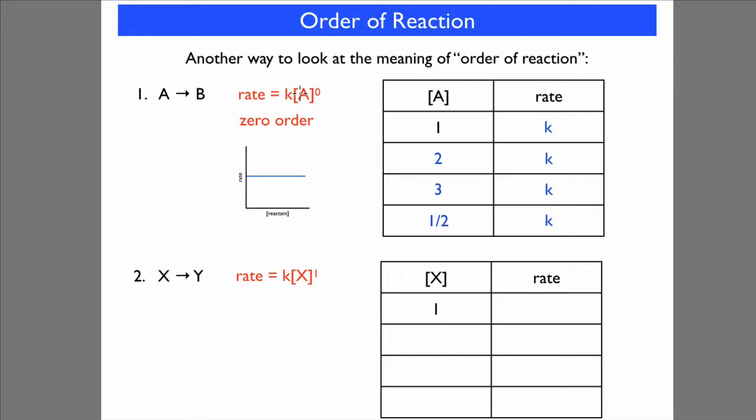Second, we've got a first order reaction here, and we know that gives us a straight line graph, passing through 0, and a linear relationship. When x equals 1, 1 to the power of 1 is 1, 1 times k is k. 2 to the power of 1 is 2, 2 times k is 2k. You're getting the idea here. So 3 would give us 3k. And 0.5 to the power of 1 is 0.5, 0.5 times k is half k. So the rate would equal a half k.